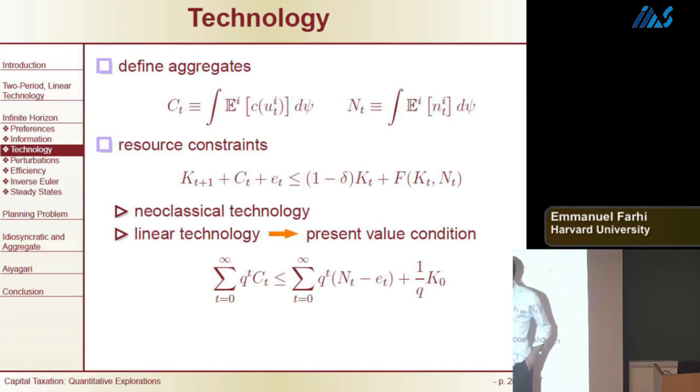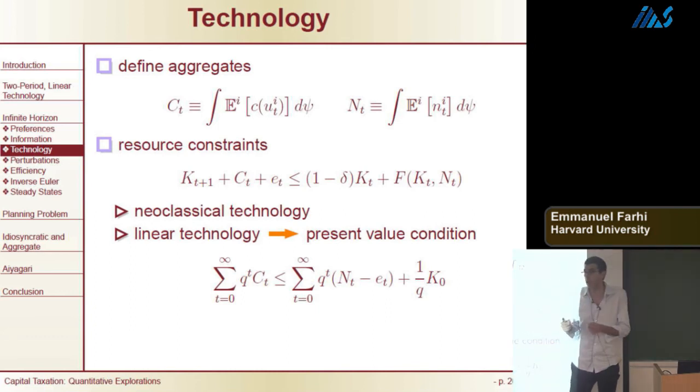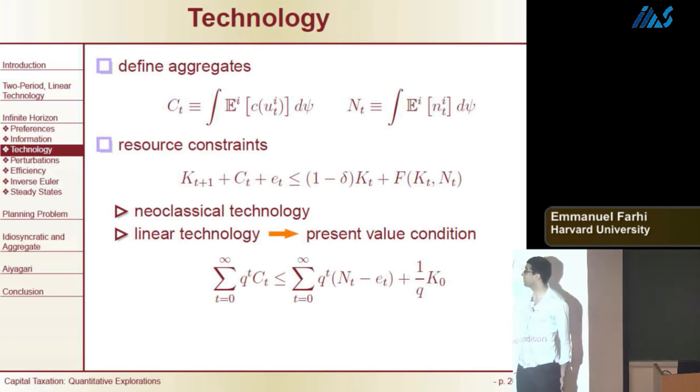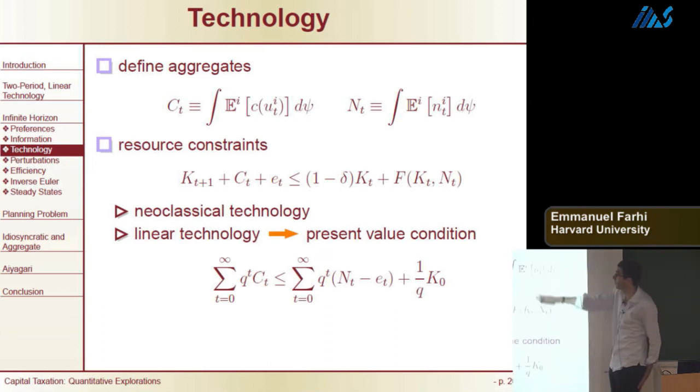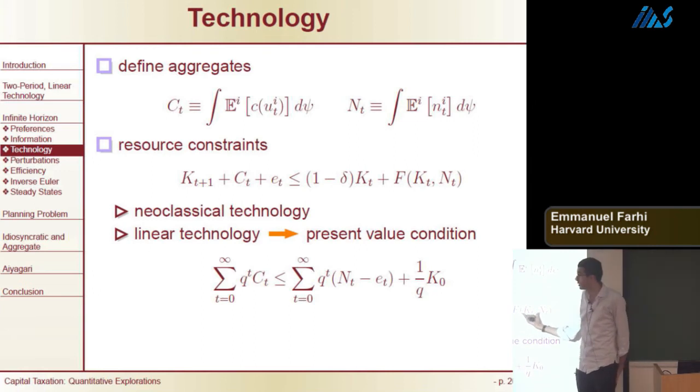Here, this is going to be aggregate consumption in period t. So it's a double aggregate. First there's an aggregation over the different types, and then for a given type i, there's an aggregation over all the possible realizations of the history of stochastic processes up to period t. That's what this integral and expectation represent. The same thing for labor supply. The resource constraint is going to be as follows.